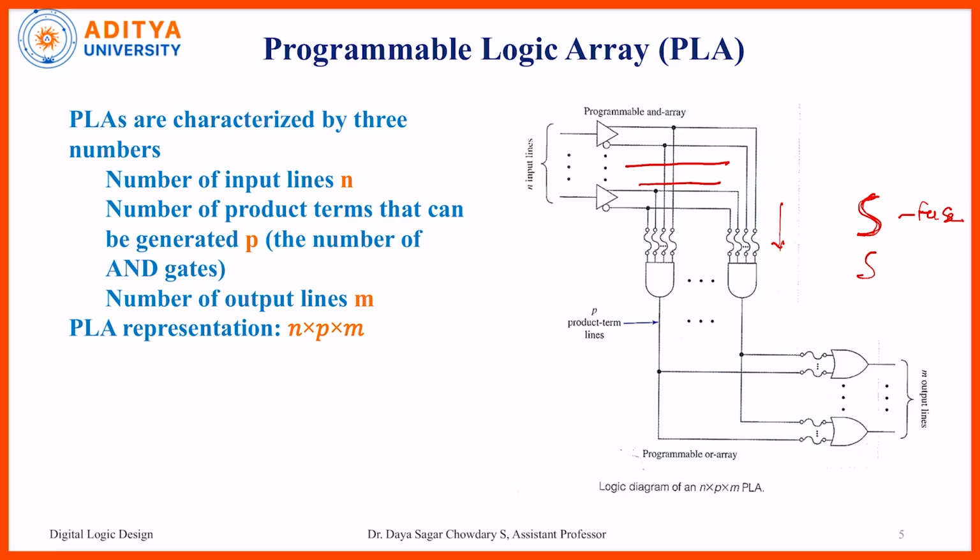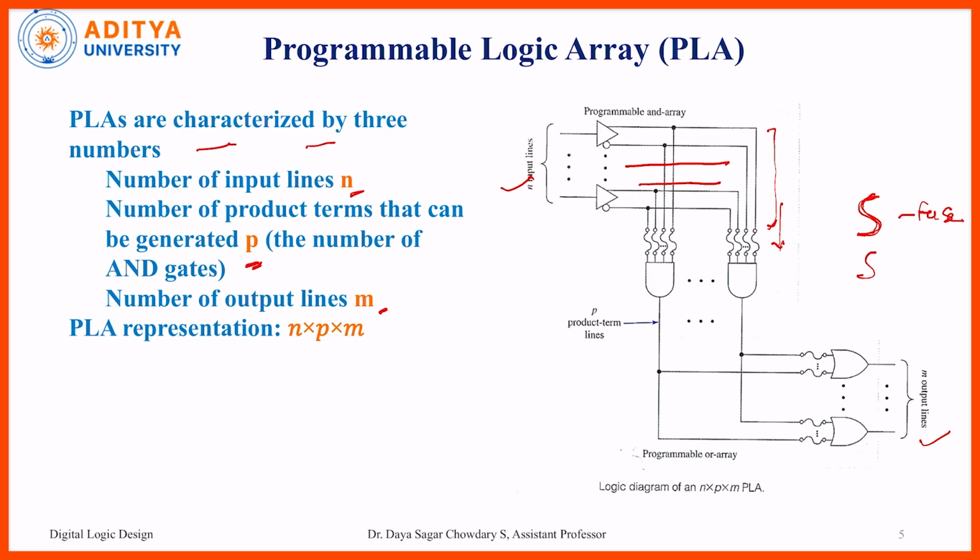So that is why PLAs are characterized by 3 numbers here. Anyway, n number of inputs, we have already defined, and p number of outputs are given to the AND gate inputs. In between p is there, and finally we get the m number of outputs at the end of the OR gates.